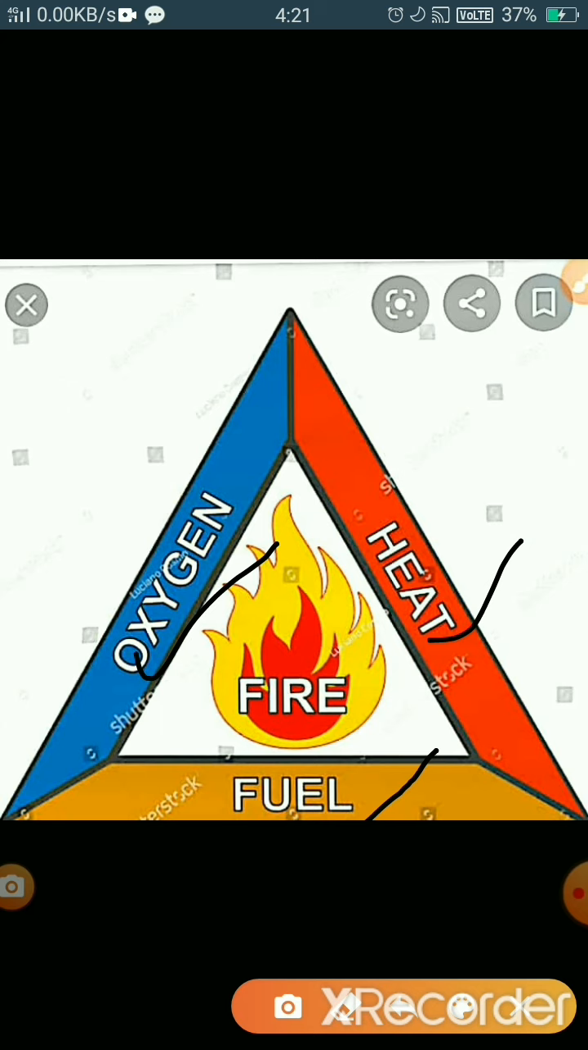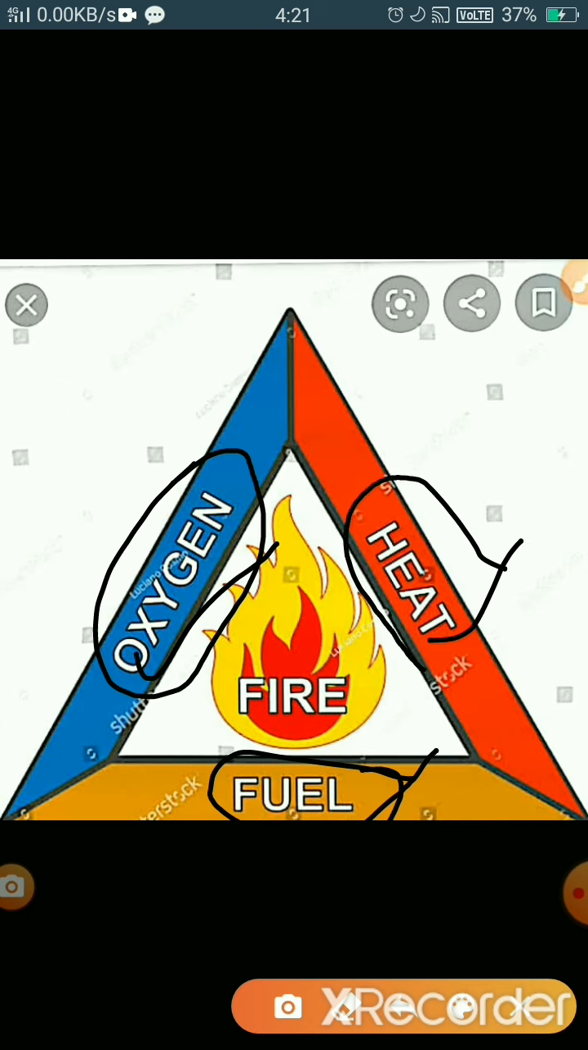First, removing the combustible substance. If we remove the combustible substance or fuel, the fire can be controlled. Second, by cutting off the supply of air or oxygen. If we remove the supply of oxygen, the fire can be controlled. And third, by cooling down or decreasing the ignition temperature of the combustible substance. This can be achieved first by using water.